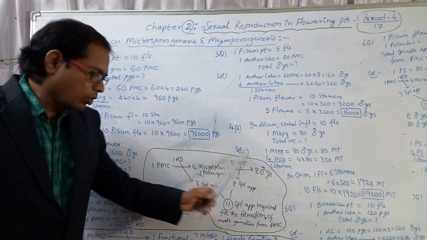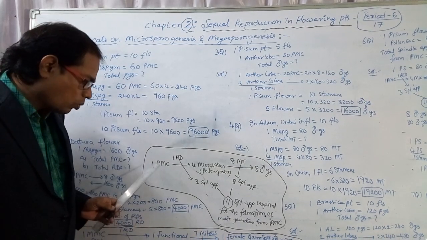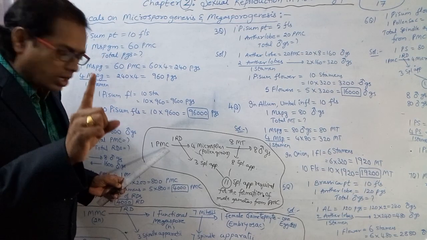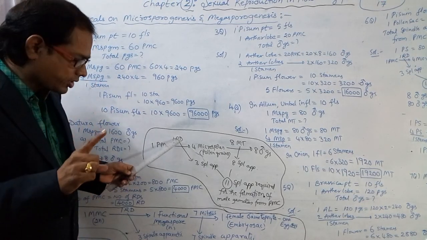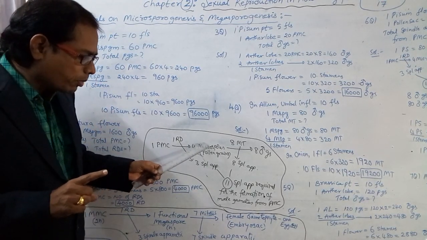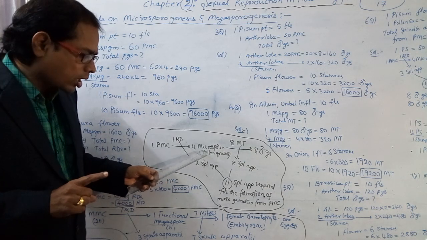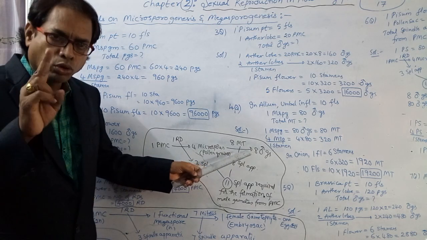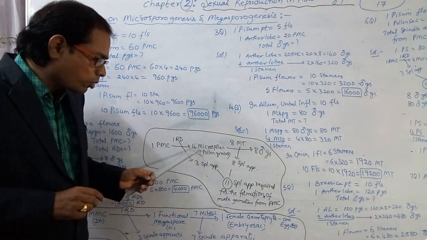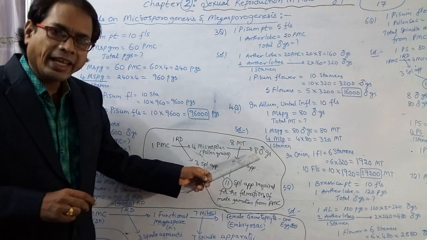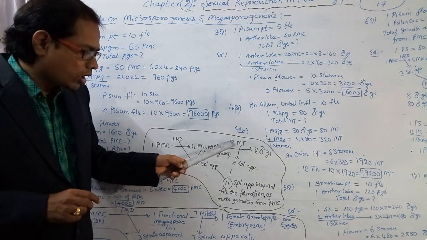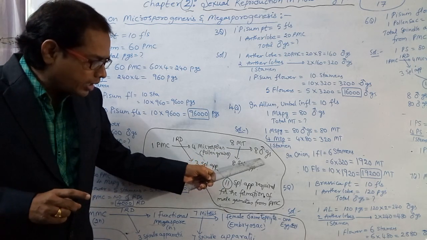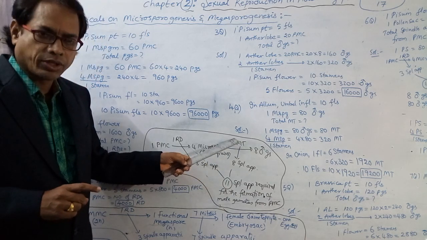This is the microsporogenesis flowchart. One pollen mother cell undergoes one reduction division, or meiosis, and forms four microspores, also called pollen grains. Each microspore produces two male gametes. That's why four microspores will produce 8 male gametes by undergoing 8 mitosis. That means the number of male gametes is equal to the number of mitosis.